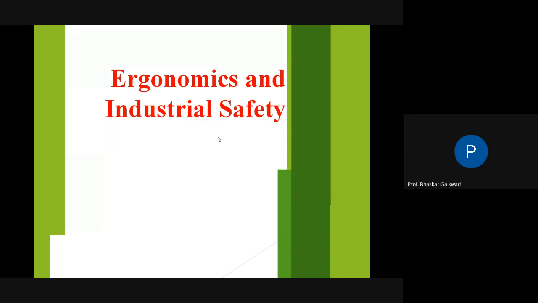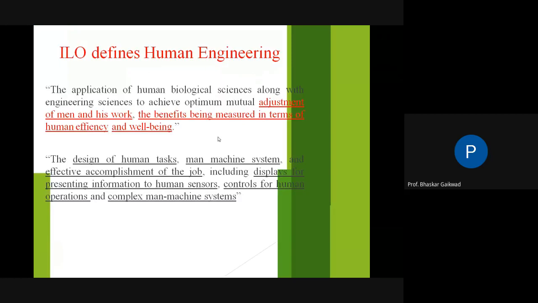It is also called human engineering as per the International Labour Organization.